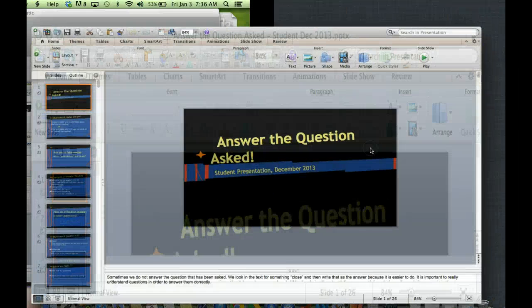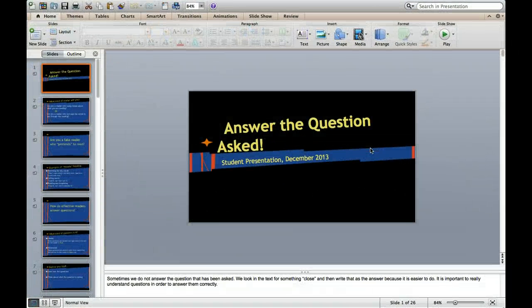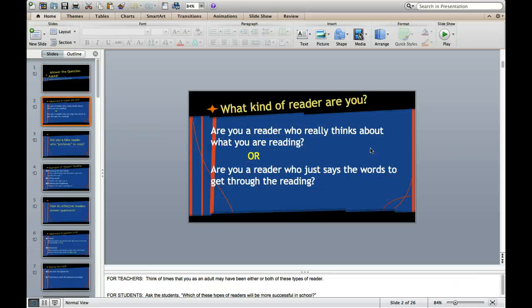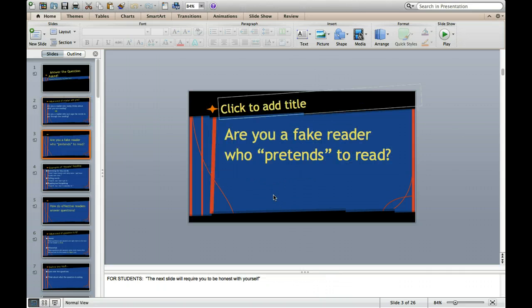Hello, so we are going to talk about how to properly and successfully take a QRI. Think about the fact that when most of you read, myself included, you pretty much just skim over information, right? It says, what kind of reader are you? Are you a reader who really thinks about what you are reading, or are you a reader who just says the words to get through the reading? So that's pretty much number two for most of us, right? Unless we really, really care about what we're reading.